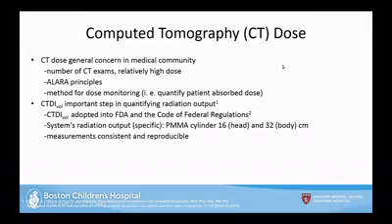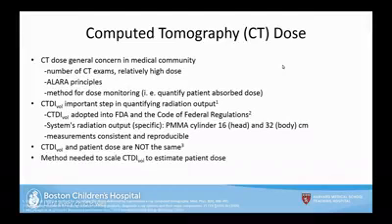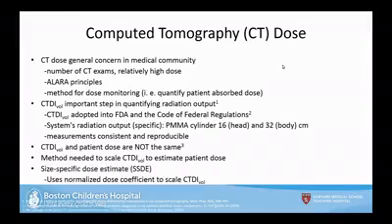Now, there was a study that came out in 2011 in Radiology which stated that CTDIvol and patient dose are not the same. And that's correct. CTDIvol measures the radiation output for the system, but it doesn't actually measure the patient absorbed dose. But because the measurements of CTDIvol are consistent and reproducible, ideally a method would be needed to scale the CTDIvol to estimate the patient dose. And this is how the size-specific dose estimate was introduced.